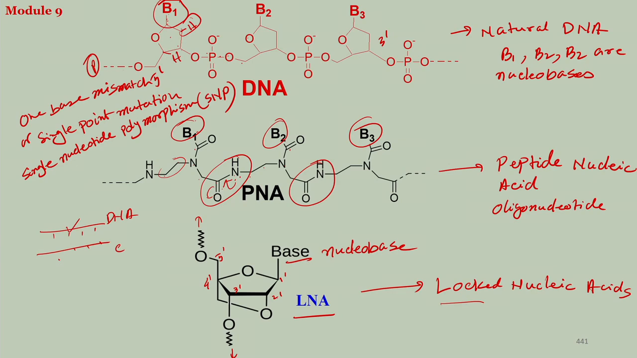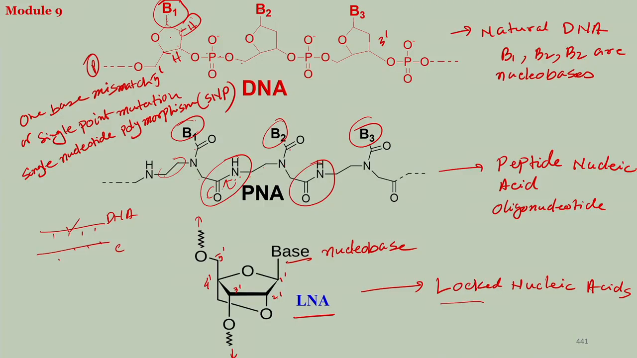So, the question is, what makes PNA have such strong binding with the target DNA? In other words, and this is very important, as I said, strong binding means higher melting temperature. So, if you calculate the melting temperature or melting point, if you have a DNA double helix, and if you have a DNA-PNA double helix, the DNA-PNA double helix has a much higher melting temperature compared to DNA.